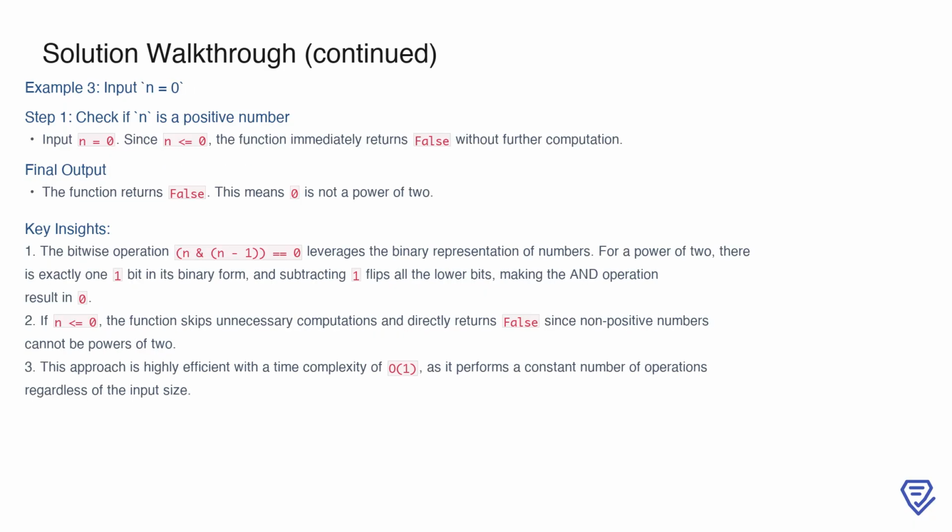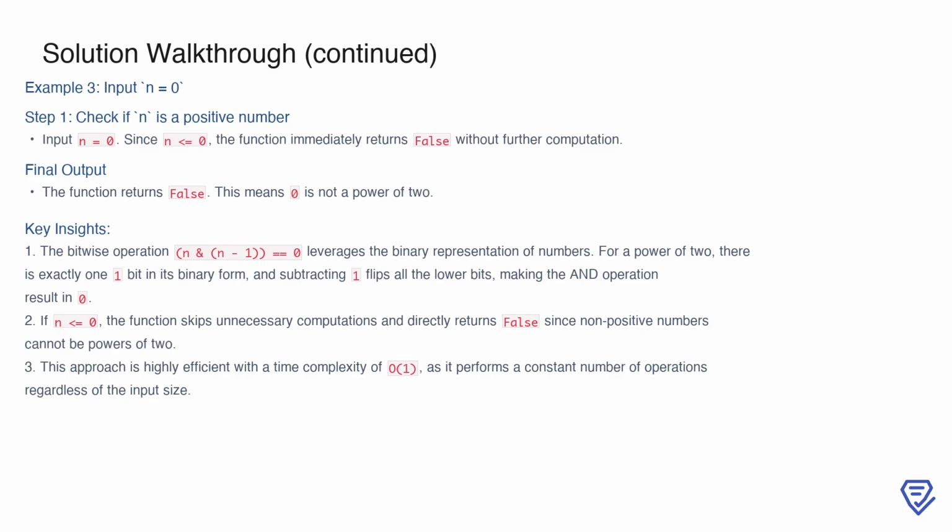For the input n equals 0, the process begins with the same initial check to see if n is positive. Since n is not greater than 0, the function immediately returns false without performing any further computations. This is because non-positive numbers cannot be powers of 2.